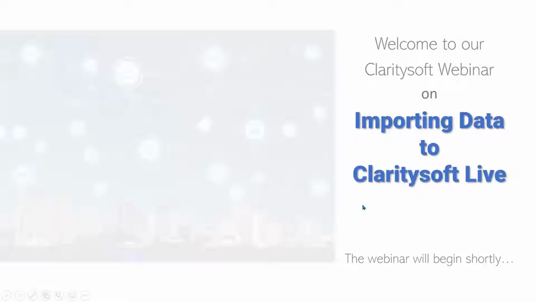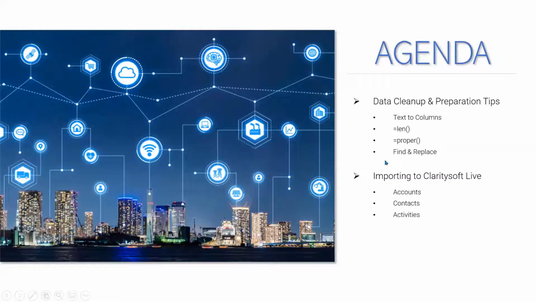So what we're going to be doing today is, first of all, discussing data cleanup and preparation tips. There's a certain way that the data needs to be formatted in the spreadsheets that you bring in, and we'll learn some different techniques that you see listed there. And then we will do three different imports, one for accounts, one for contacts, and one for activities. And then we also will probably do an update for accounts, so you know how to do an update import. So we have a lot of work to do.